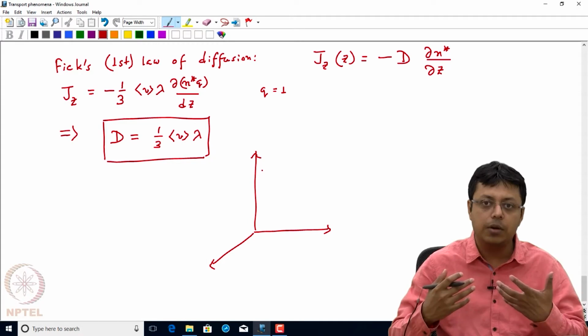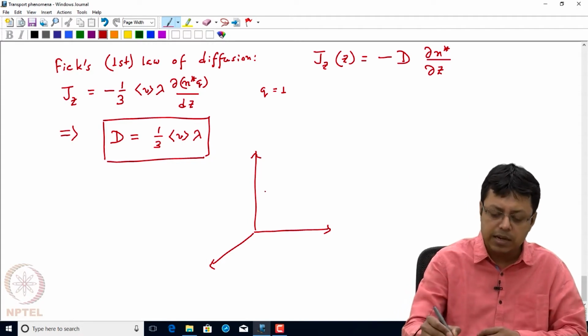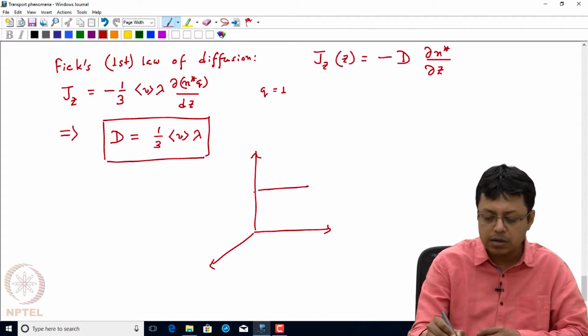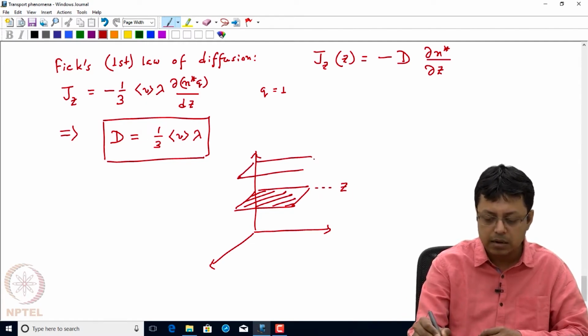Now how will you incorporate this time dependence? There is a very easy way to incorporate it. Suppose again we consider two layers here. Suppose this is one layer which is at a position along z, arbitrarily I am calling it z, and there is another layer which is at position z plus delta z.